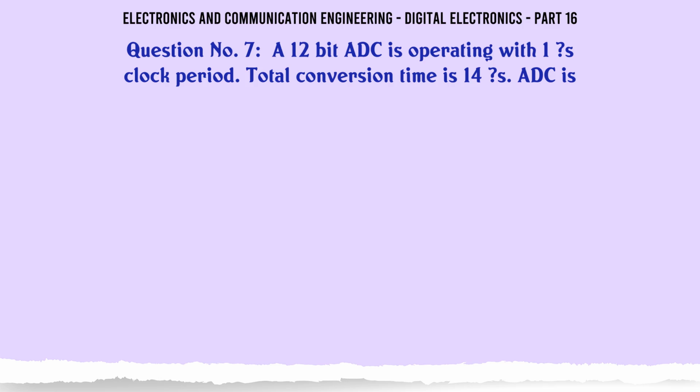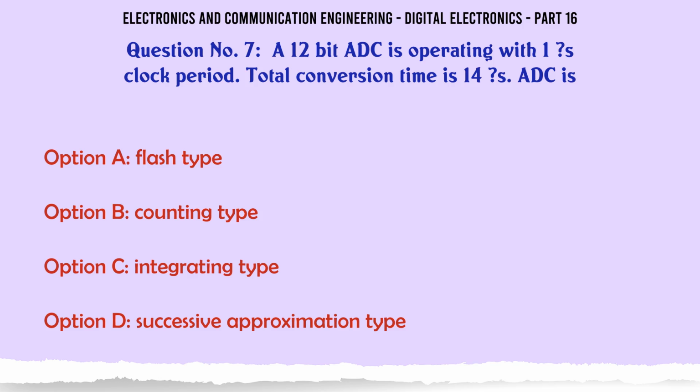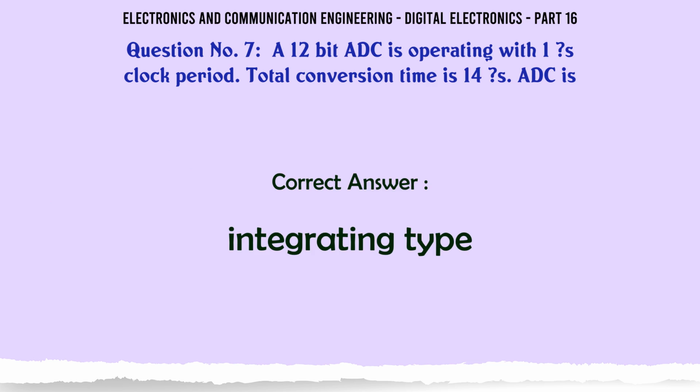A 12-bit ADC is operating with a 1 microsecond clock period. Total conversion time is 14 microseconds. The ADC is: A. flash type, B. counting type, C. integrating type, D. successive approximation type. The correct answer is integrating type.